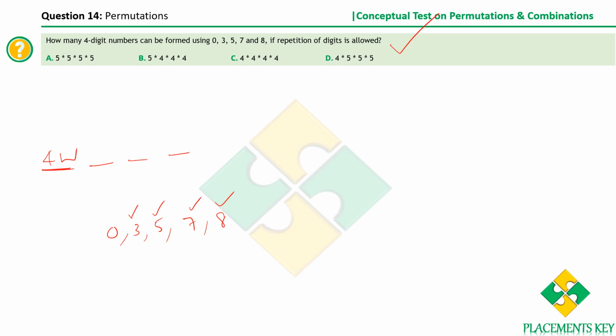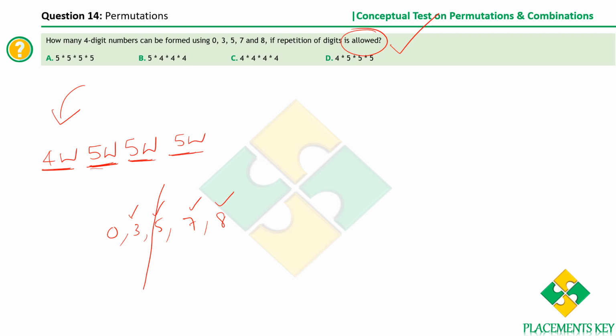Now let's assume the first blank is filled by 5. Can 5 again come here? Yes, it can come. Why? Because repetition is allowed. Therefore, this blank can be filled with either 0 or 3 or 5 or 7 or 8. So any digit can come here. Similarly, for the same reason, this can also be filled in 5 ways, and this can also be filled in 5 ways. Because 0 can come here, 0 can come here, 0 can come here. 0 can't come in the first position, because if it comes there, it becomes a 3-digit number.